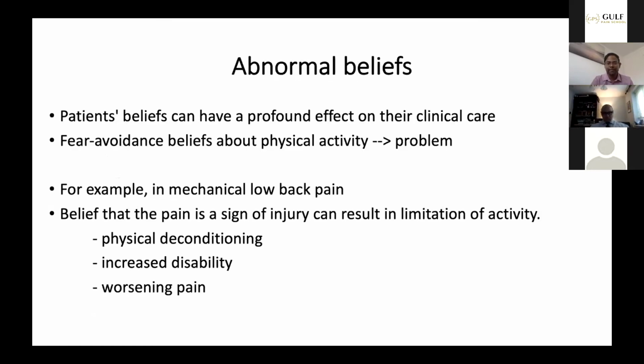Abnormal beliefs. The beliefs which the patients have got a profound effect on the clinical outcome. One of the abnormal beliefs is fear avoidance belief, which restricts the physical activity. For example, in a patient with low back pain, if they believe that the pain is a sign of injury, then they're going to limit their activity, which results in deconditioning, increases their disability, and it's going to worsen their pain.